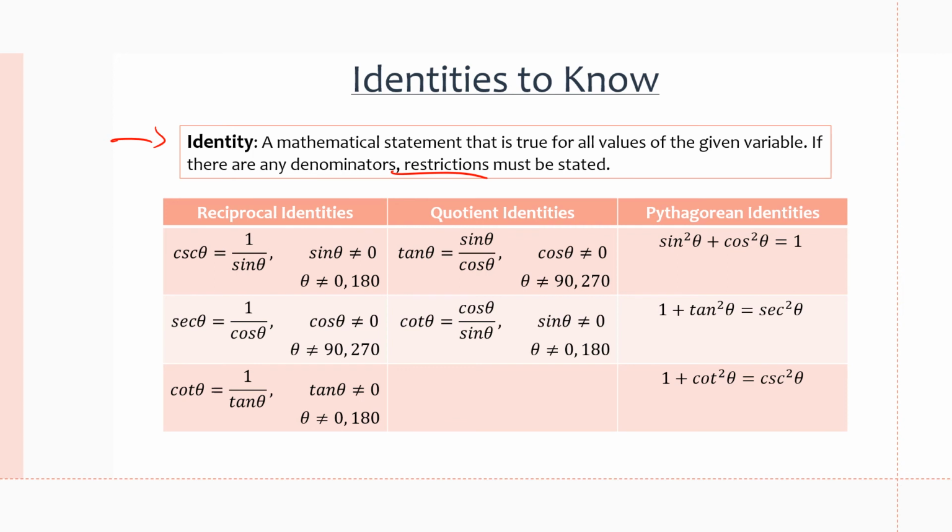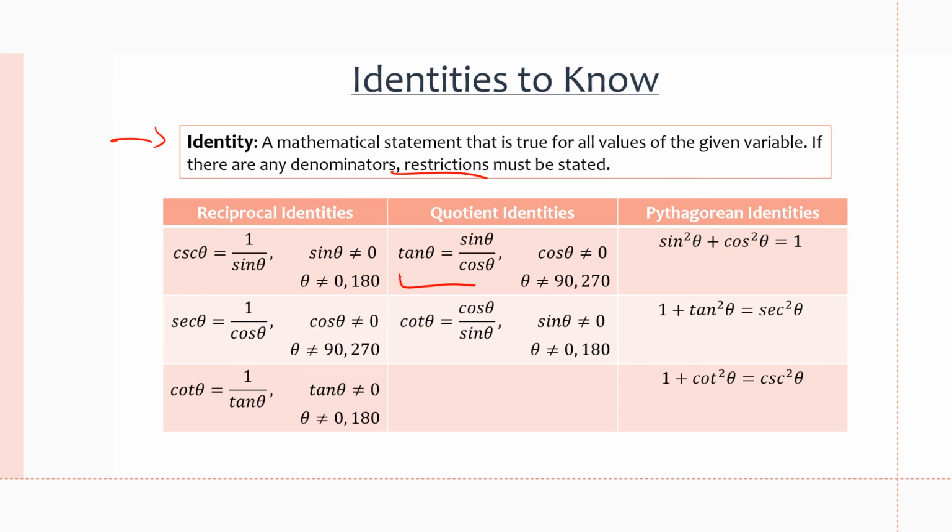Secant theta equals 1 over cos theta, so cos theta cannot be 0, so theta has these restrictions of 90 and 270. And for cotangent of theta, it equals 1 over tan of theta, so again, tan of theta cannot be equal to 0, which means that theta cannot be equal to 0 or 180, because tan of 0 or tan of 180 will give us 0. Next, we have the quotient identities, where we have a rational expression with a trig ratio in the denominator and numerator. So let's go through these.